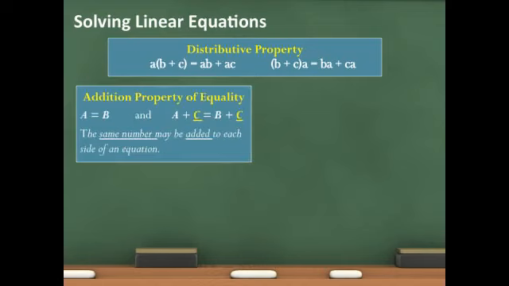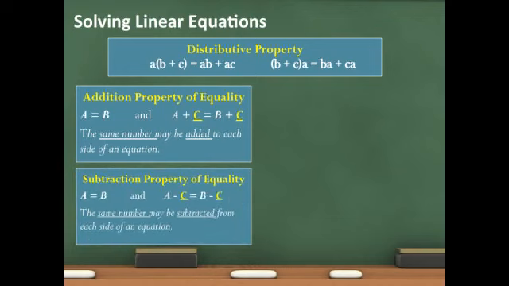We also have the addition property of equality. Given the equation a equals b, you can add c to both sides of the equation to obtain a plus c equals b plus c, which is equivalent to the given equation. Essentially, this property states that the same number may be added to each side of an equation.